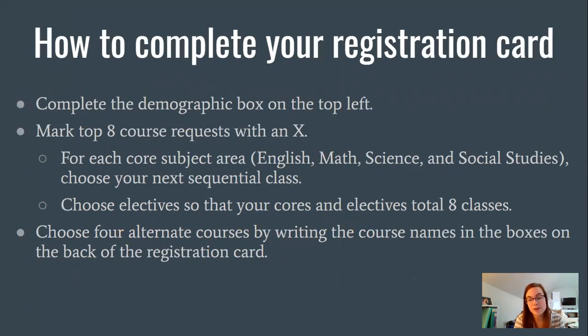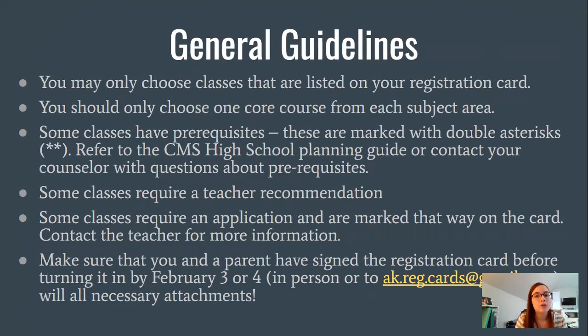Obviously, you guys know how to complete your registration card by now. This is your 4th time doing it, but you're going to mark potentially 8 courses, maybe less than that if you're choosing some early release or late arrival options. And then, of course, 4 alternates: 2 A-Day, B-Day, and 2 semester alternates. You can only choose classes that are listed on your registration card. Some classes do have prerequisites that you mostly know by now, but if you need more information about that, the AK course guide and the CMS planning guide will give you all the prerequisites that you need.